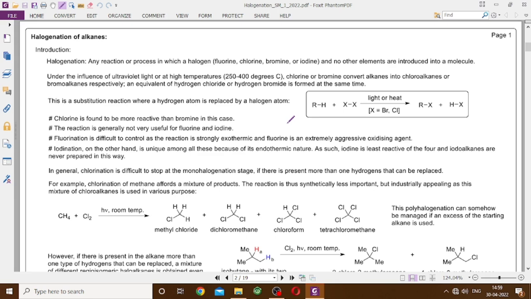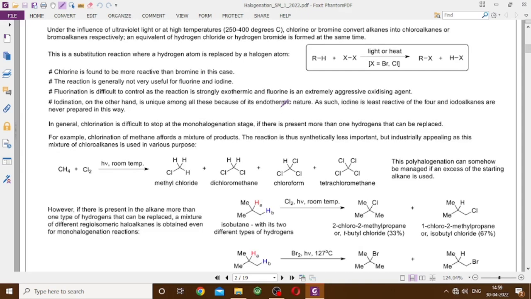Iodination, on the other hand, is a very mild reaction, and among all the halogens, iodination of alkane is an endothermic reaction, and it is the least reactive of the lot, fluorine, chlorine, bromine and iodine, and that is why it is thermodynamically not very favorable to carry out this reaction. In general, it is the chlorination and the bromination that we are more interested in. Chlorination is also rather difficult to stop at the monohalogenous state. It generally leads to formation of polyhalogenated product where multiple hydrogens have been replaced.